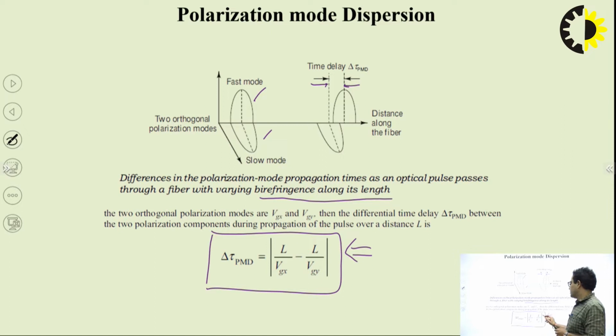You should know the length of the fiber through which the wave is propagating and the group velocity of the two orthogonally polarized waves. Definitely these two group velocities are not going to be the same, they must be different. Because of the difference in the group velocity, they arrive at the end at different instants of time. As a result, it leads to a broadening of the pulse.